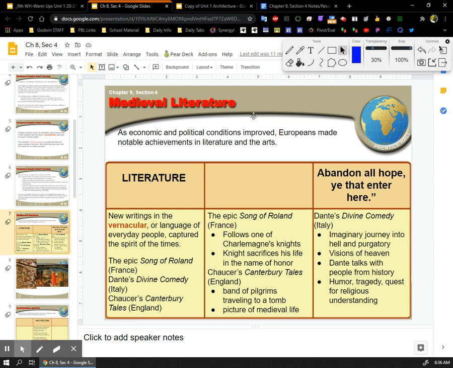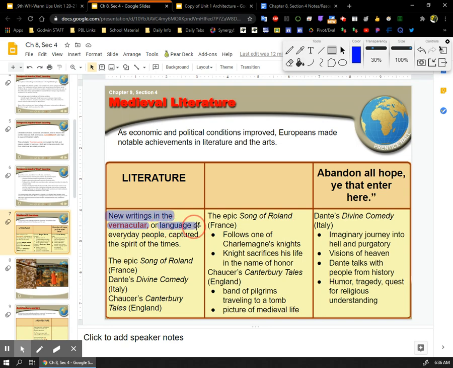So let's talk about literature. All right, this is another box for you guys, medieval literature here. So as economic and political conditions improve, Europeans are going to make notable advancements in literature. Now, like I said, the thinking of what's going on is going to be the most important here, okay? And the biggest thing you see is writing is going to be done in the vernacular.